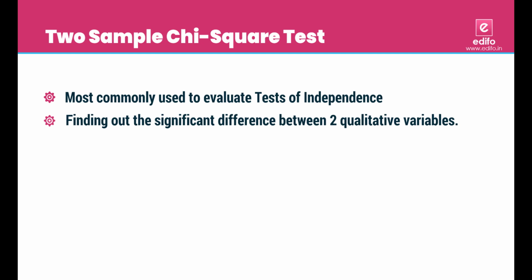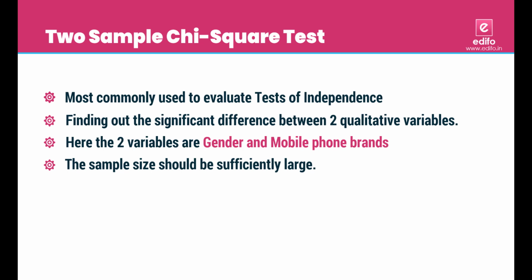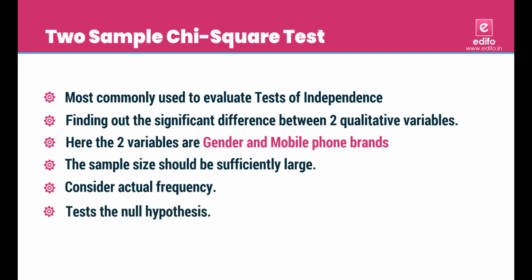So, we are finding out the significant difference between two qualitative variables using chi-square test. If statistically any significant association or relationship exists, then the variables are dependent, otherwise the variables are independent. Here, the two variables that we are going to consider are gender and mobile phone brands. For conducting two-sample chi-square test, the sample size should be sufficiently large. That's why here in this example, we are going to consider our sample size as 300. Instead of percentage of frequencies, we are going to consider the actual frequency of the data. Naturally, as we have already discussed in the previous example, chi-square test is used to test the null hypothesis.